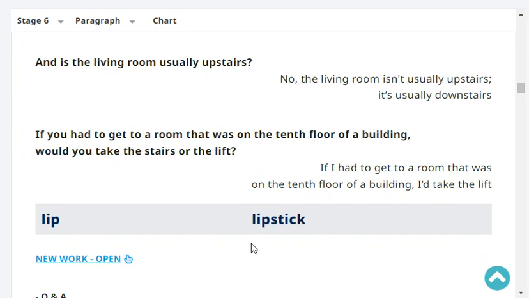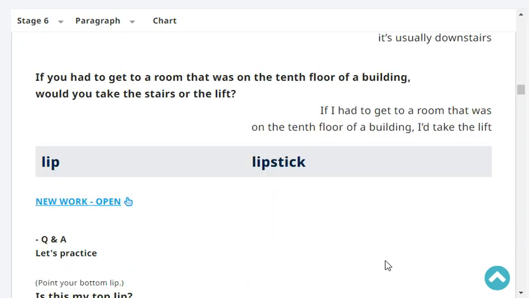If you had to get to a room that was on the 10th floor of a building, would you take the stairs or the lift? If I had to get to a room that was on the 10th floor of a building, I'd take the lift. Very good.